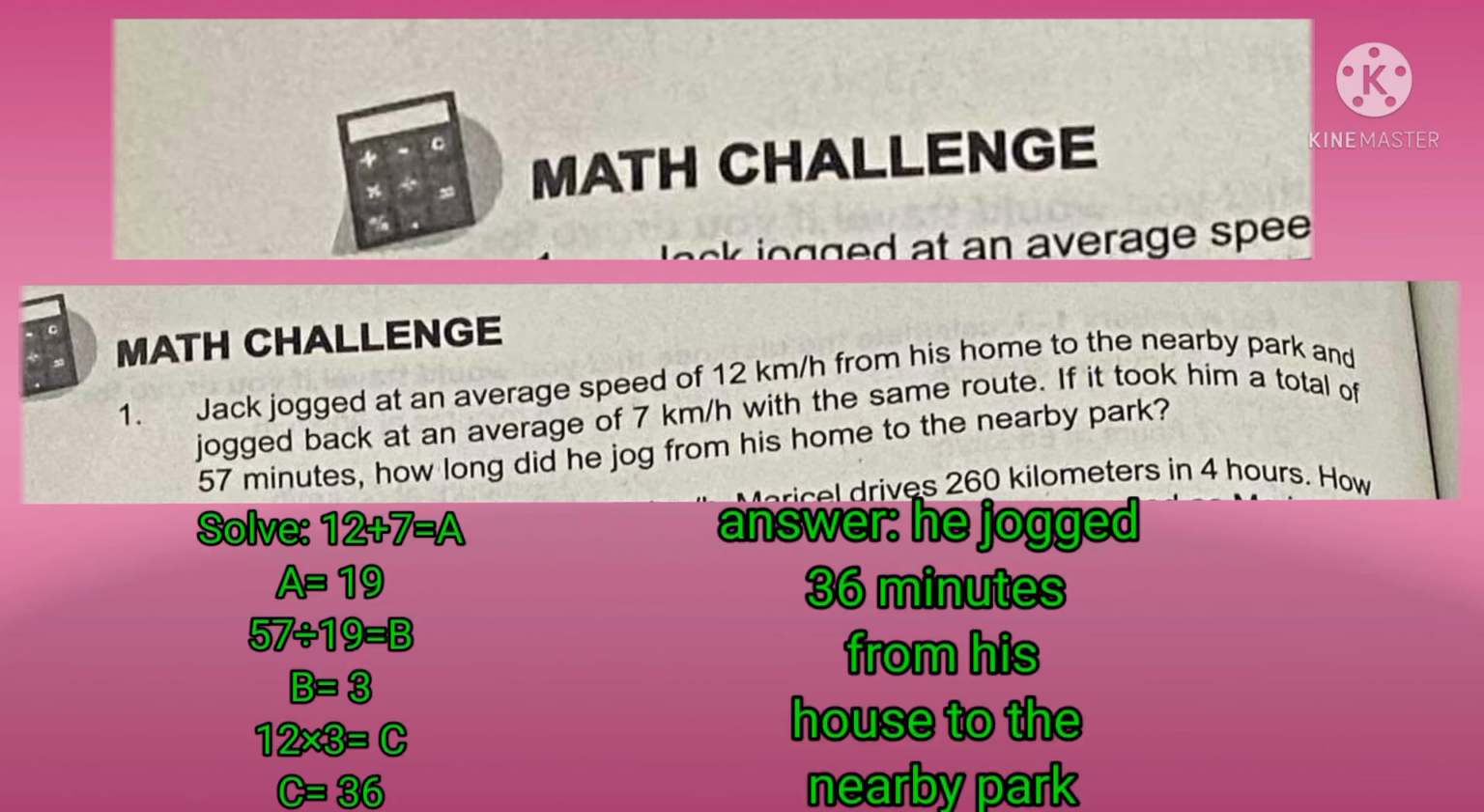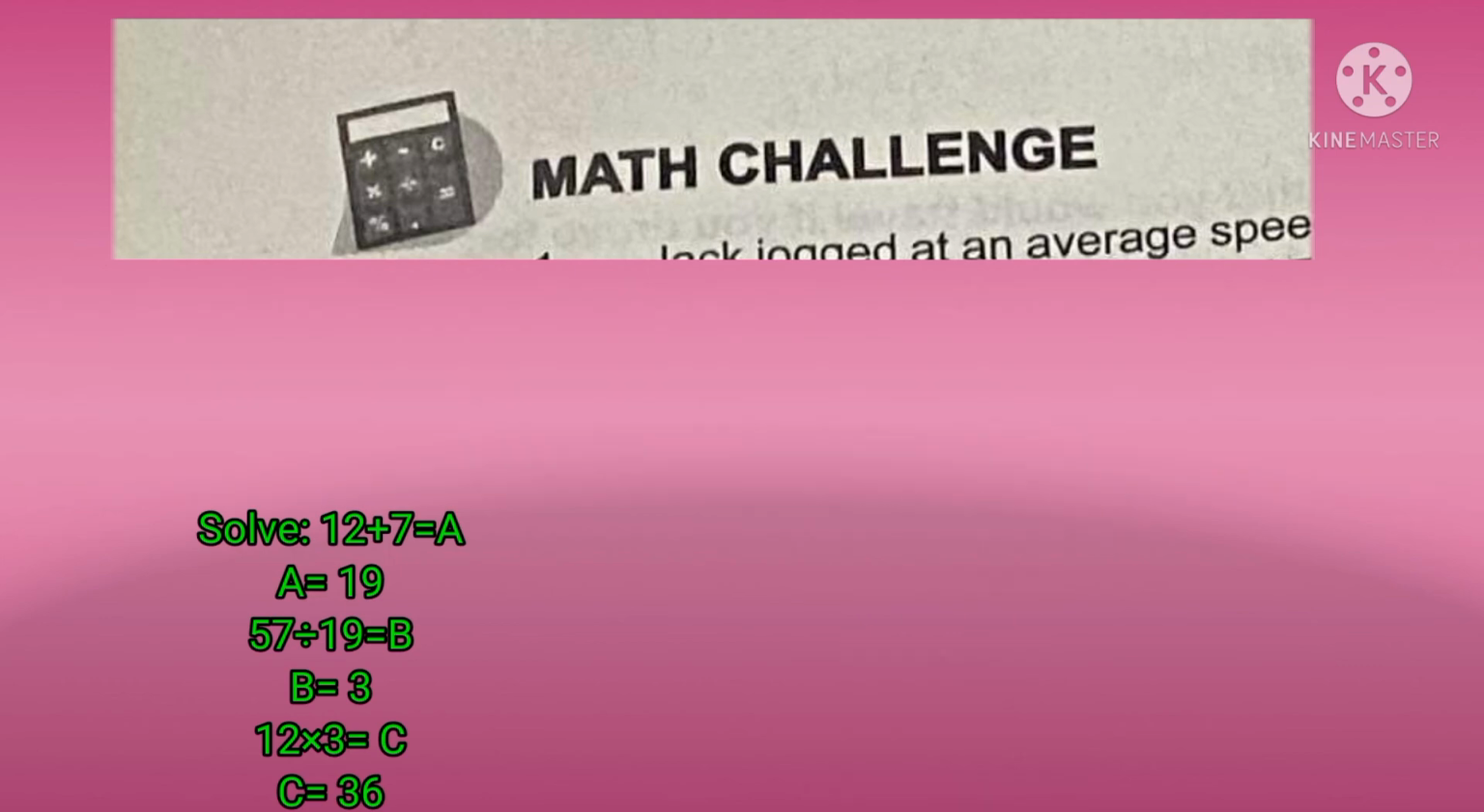Let's solve. 12 plus 7 is equal to A, which is equal to 19. 57 divided by 19 is equal to B, which is equal to 3. 12 times 3 is equal to C, which is equal to 36. The answer: he jogged 36 minutes from his house to the nearby park.